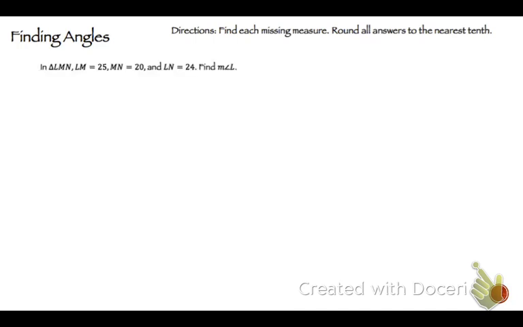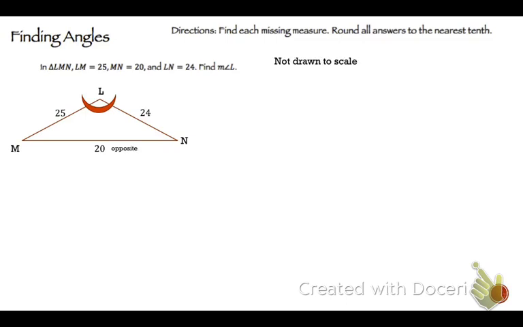Okay, let's do another one. So again, this time we're given measurements, so we have to draw our triangle. So LMN. LM is 25, MN is 20, and LN is 24. This isn't drawn to scale. Okay, so we have to find L. Now, that's the opposite side. Those other two sides are my adjacent sides.